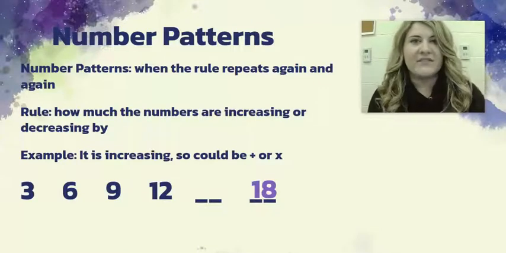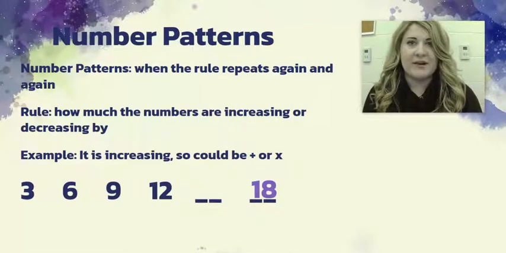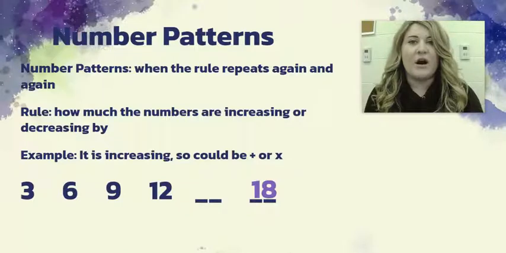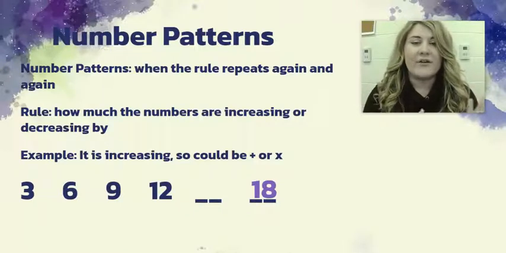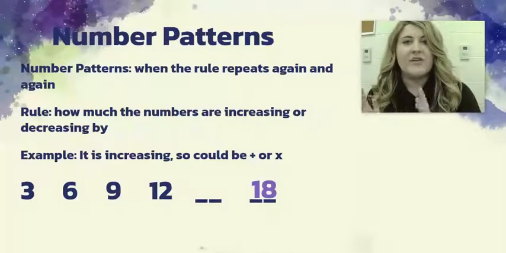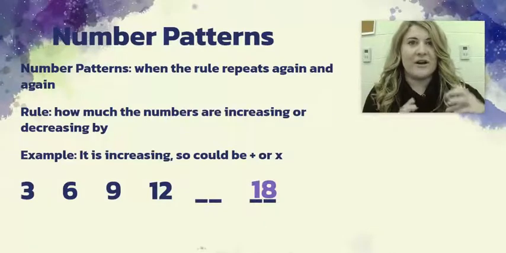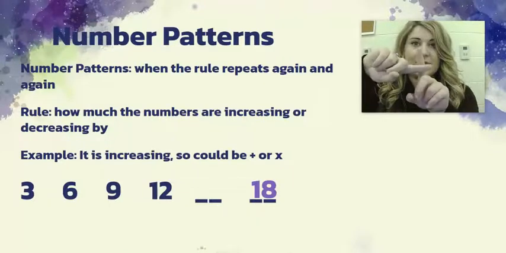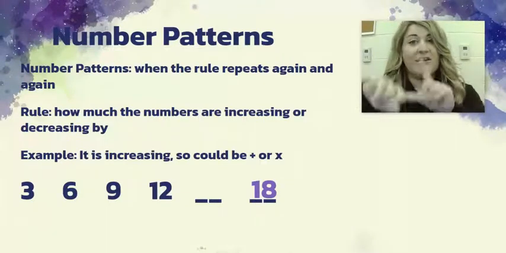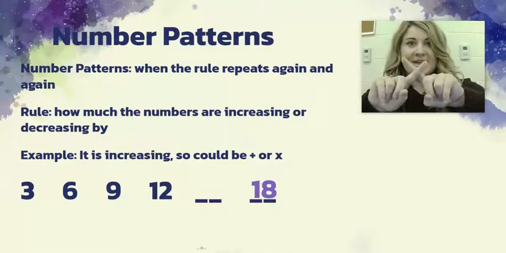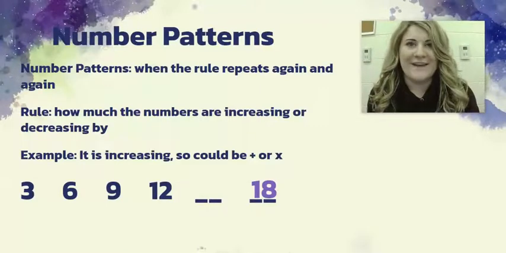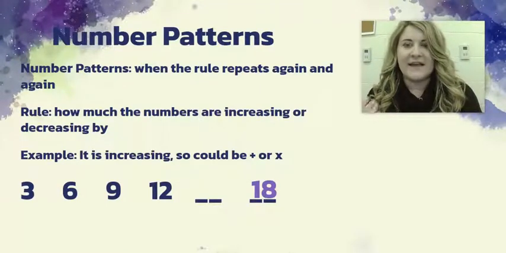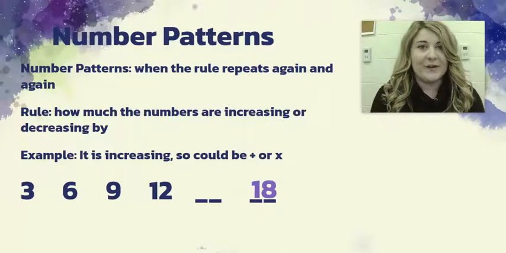When trying to find the rule for number patterns, we have to ask ourselves, are the numbers getting bigger or getting smaller? If the numbers are getting bigger and they're growing like 3 to 6 to 9, then there are two options. It can either be plus or it can be multiplication. So we can either add to get bigger or multiply to get bigger. And we all know that. So let's figure out, is this an adding rule or is this a multiplication rule?